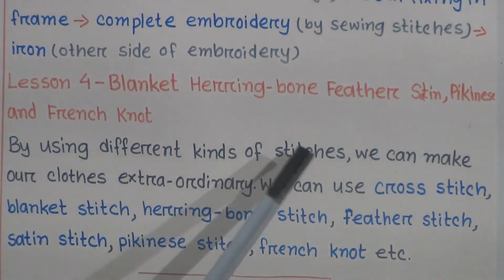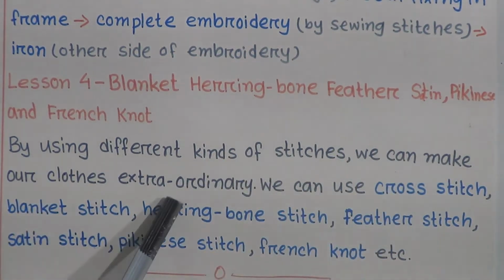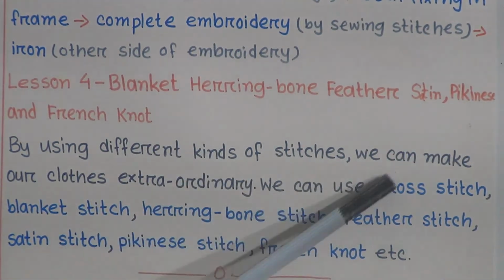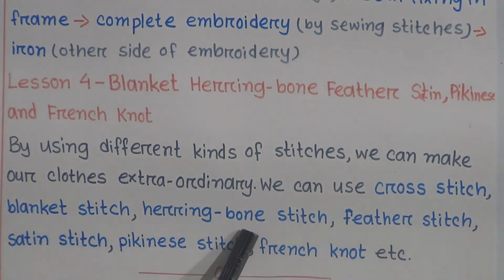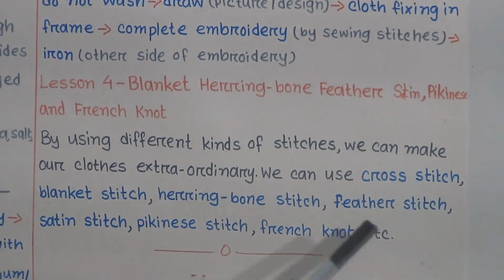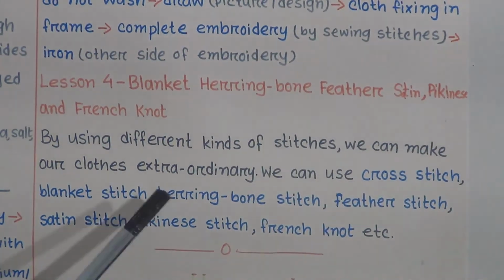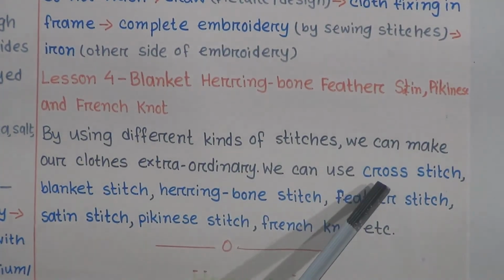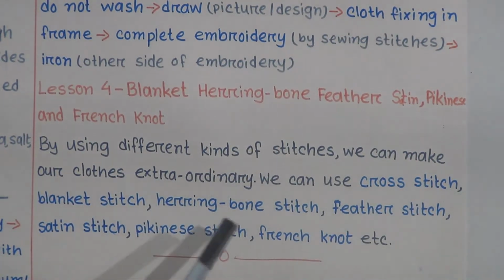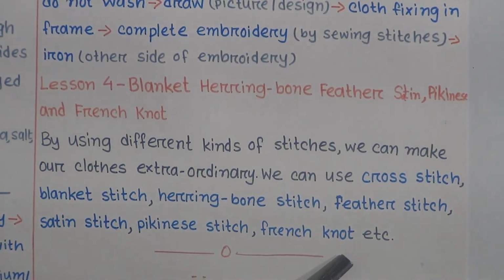By using different kinds of stitches, we can make our clothes extraordinary. That means by using this, we can make our cloth extraordinary. We can use cross stitch, blanket stitch, herringbone stitch, feather stitch, Ch-13 stitch, Pekingese stitch, French knot, etc. Students, in lesson 4 you will find all this, and if you read the text properly, you will be able to learn about these stitches. So please do cross stitch, blanket stitch, herringbone stitch, feather stitch, Ch-13 stitch, Pekingese stitch, French knot in your dress, and it will make your dress extraordinary.